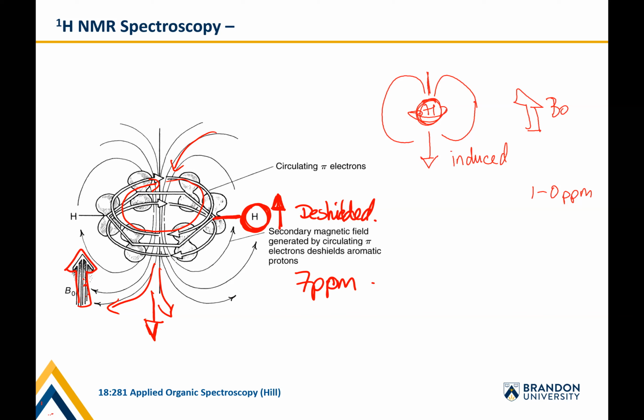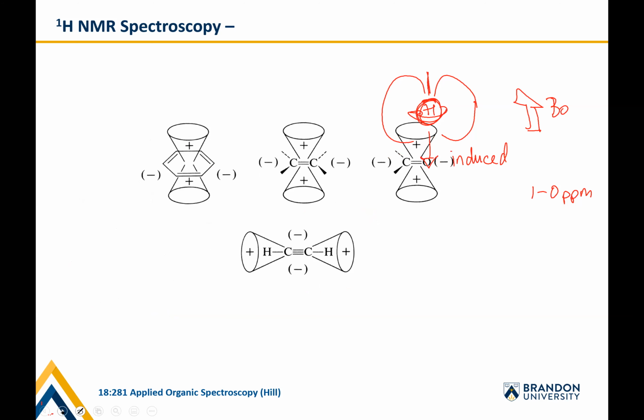So that's why the little guys are sticking out, and they're in a zone which is aligned with the applied field. That's why they resonate at 7 ppm. And for carbonyls, I don't know if I've got an example of this. I sort of do.